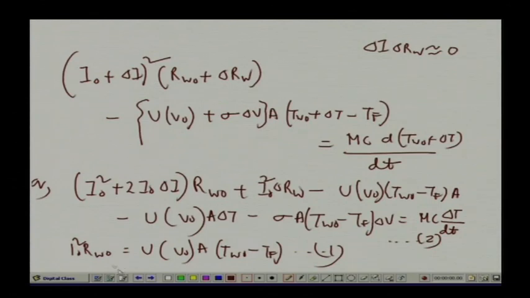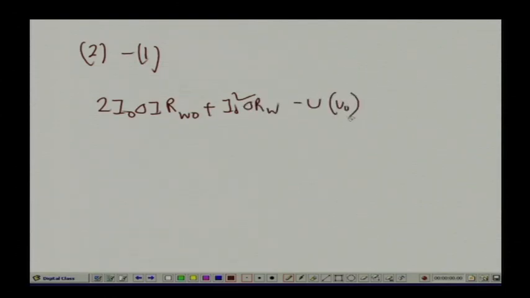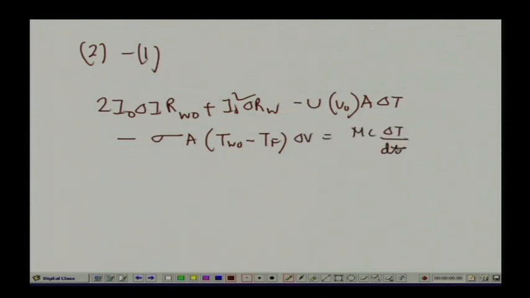So, taking a new page, I am doing 2 minus 1, and I will get the expression which looks like this: 2 I naught delta I RWO, plus I naught squared delta RW, minus U V naught A delta T, minus sigma A TWO minus TF delta V, equal to M C delta T by dt. Clear? This is our expression.